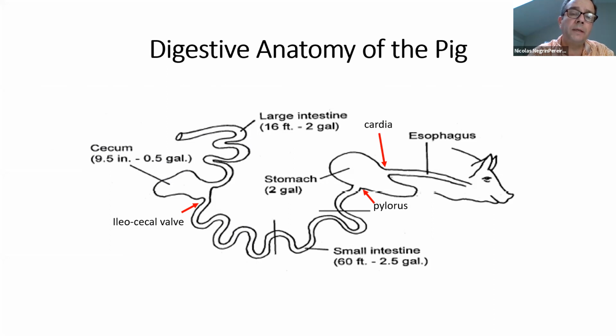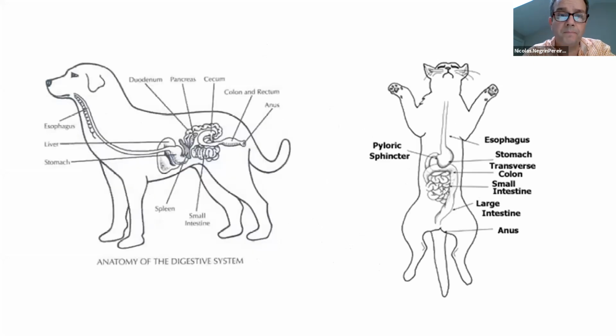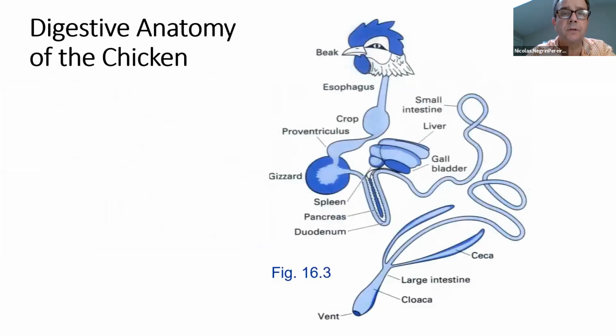The cecum in the pig is about 9.5 inches in length, half a gallon capacity, and finally the large intestine. These are also other diagrams. We can see the digestive tract of the dog and the cat, following pretty much the same distribution as the pig as a monogastric.